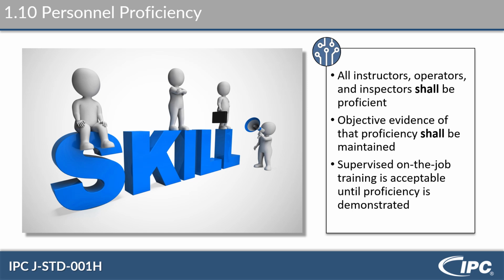Personnel proficiency is when the instructors, operators, and inspectors shall be proficient. Objective evidence shall be maintained. So basically, when you do on-the-job training, you need to sign something saying, yes, I did this and this and this, and then your boss signs it. That is the personnel proficiency objective evidence.